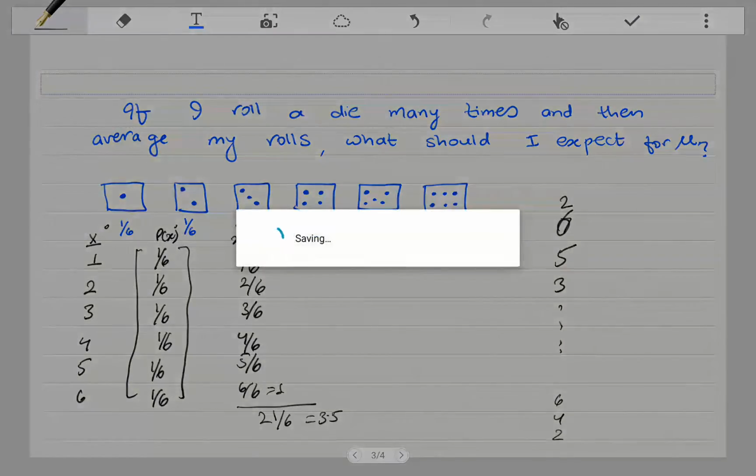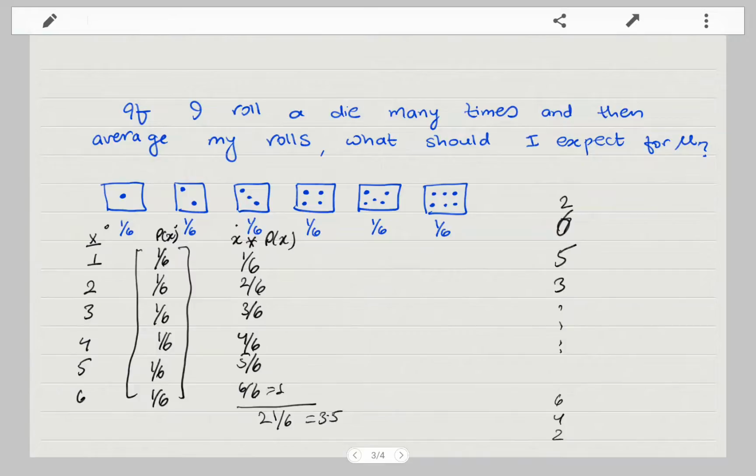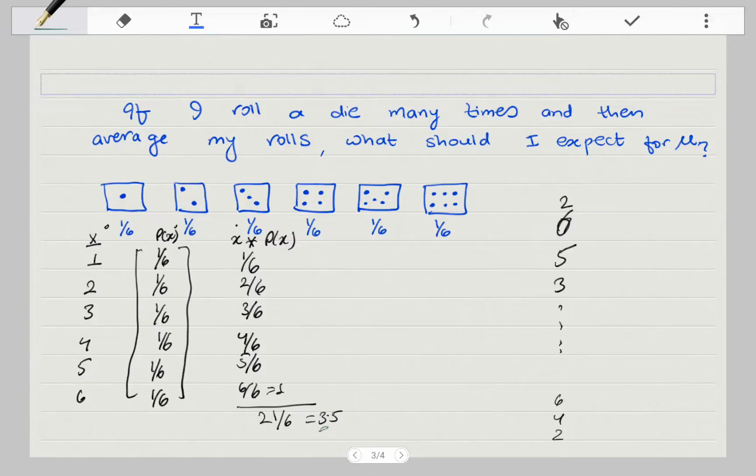Again, the same idea. You never got 3.5, and when you roll a die, if you get 3.5, that would be pretty weird, right? There was no 3.5 there, but your expected value of rolling a die is 3.5. It's right at the middle of 3 options and right at the middle of the other 3 options.